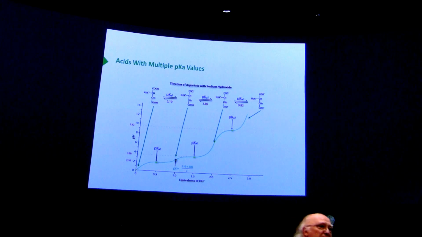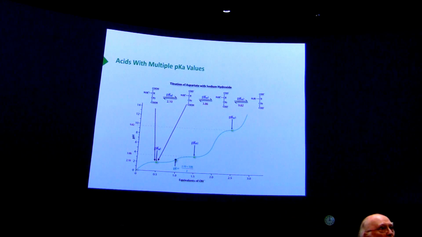You do that, you'll get the exact Pi. In this case, the pKa value for the one on the left is 2.1. The one on the right is 3.86. You average those, you've got the Pi. Notice, I didn't write that number out. I wrote the equation out. And that's what you're going to do.